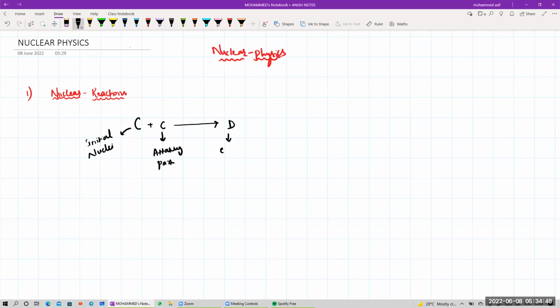D is your end product, followed by some emitting particle, which is in the form of some radiations. Isn't it? So capital C is your initial nuclei, small c and the emitted radiations are the attacking particle and the radiations, and finally we are getting a product that is D.